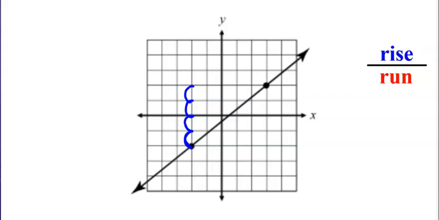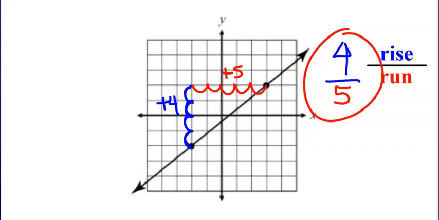So this has a rise of 4. We're going up 4. And then we have a run of +1, +2, +3, +4, +5. Make sure you put your values in the right place. So 4 is the rise and 5 is the run.